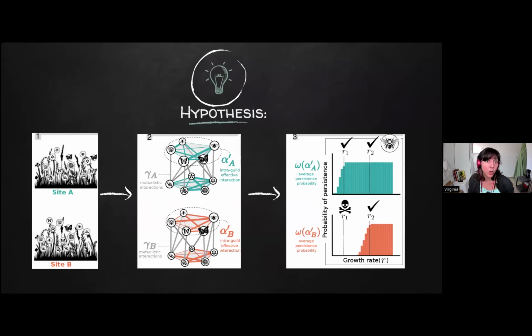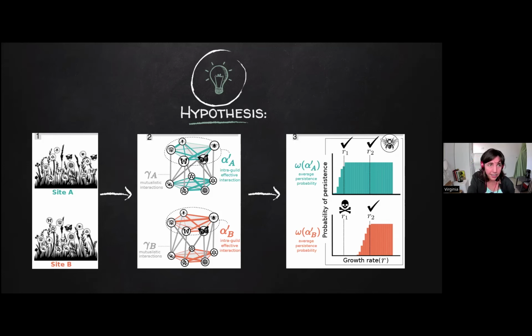The hypothesis that we are going to test is this: if we have 2 different sites and we obtain from them the empirical mutualistic network, with this we can obtain the effective interaction matrices. And using these alphas, we can compute the expected probability. So basically, the interaction network theoretically determines how easily the species in the community can persist.